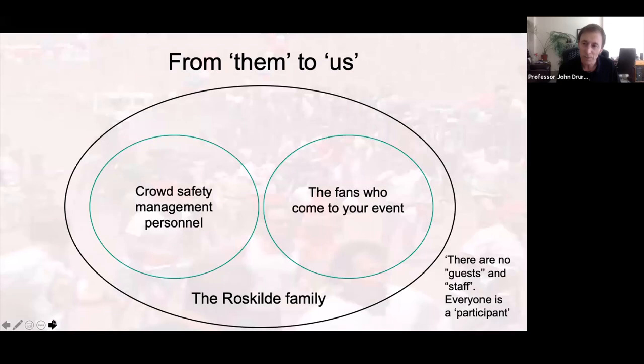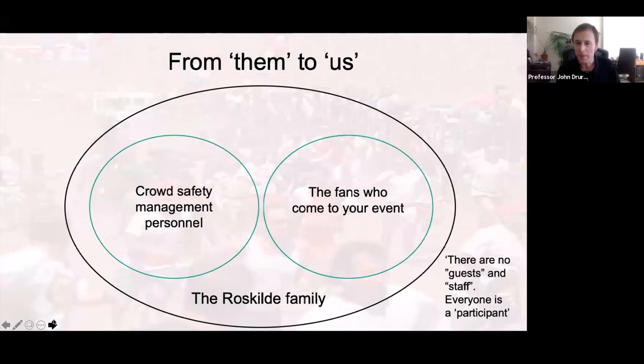Yesterday, I was talking to Morten, who is the head of security and safety at Roskilde Festival in Denmark. This is his example of using language. He said that at his event, there are no guests, which means public and staff. They don't use these terms. Instead, everybody at the event is called a participant. So he uses language to create that sense that there's a "we" shared by staff and personnel.